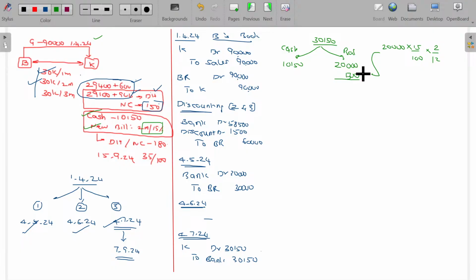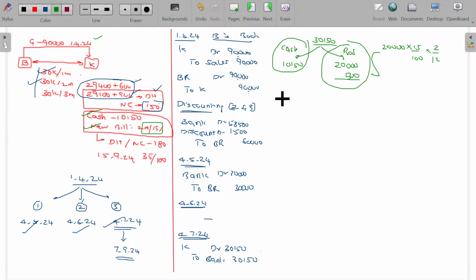Now for this, the journal entry for collection as well as writing the new bill. For the collection, the journal entry being bank account debit to K 10,150 over. For the new bill, BR account debit to K, to interest. Right. So let's see here. I can write separate entries so that you will be able to understand.